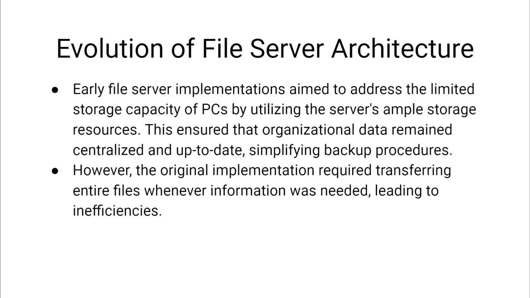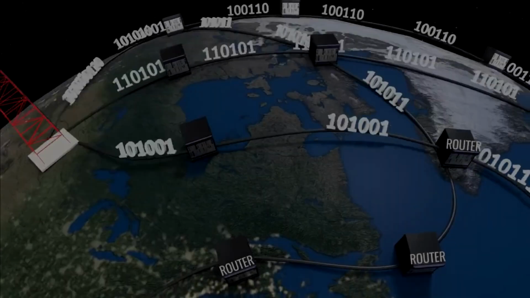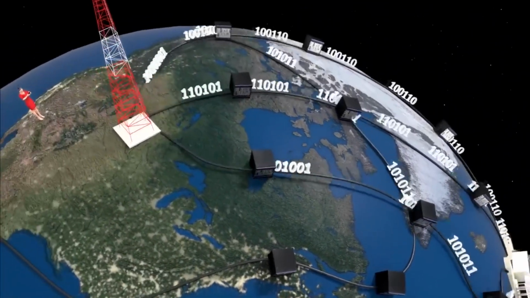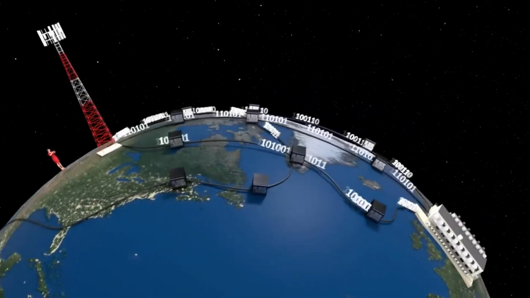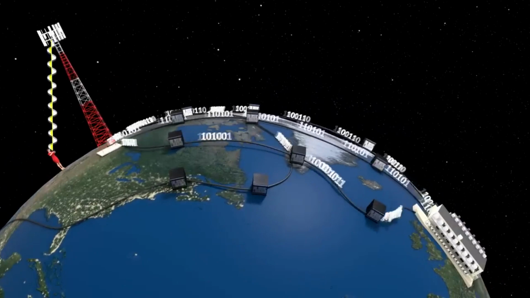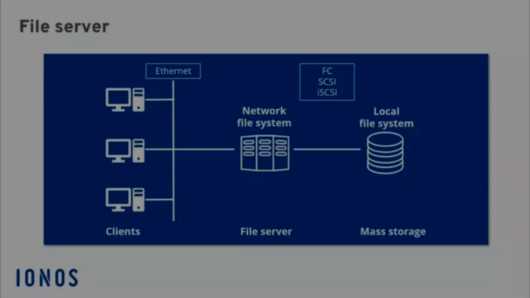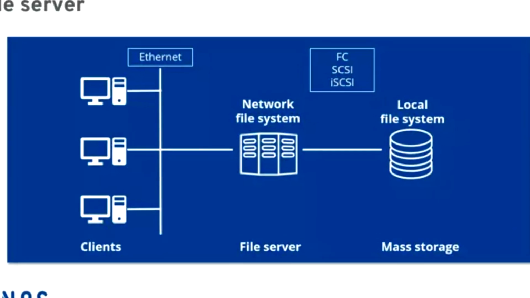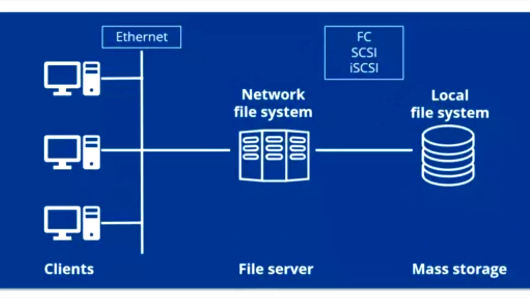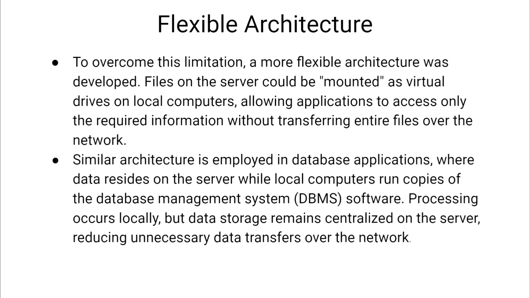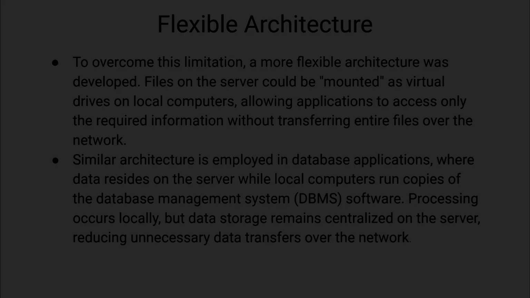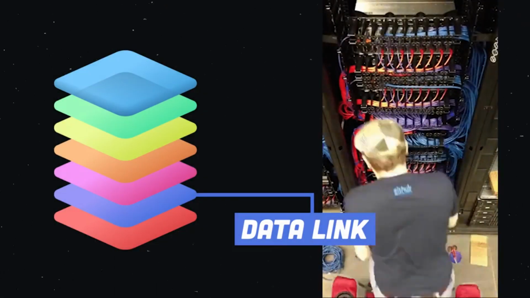Early file server implementations aimed to address the limited storage capacity of PCs by utilizing the server's ample storage resources. This ensured that organizational data remained centralized and up-to-date, simplifying backup procedures. However, the original implementation required transferring entire files whenever information was needed, leading to inefficiencies. To overcome this limitation, a more flexible architecture was developed.